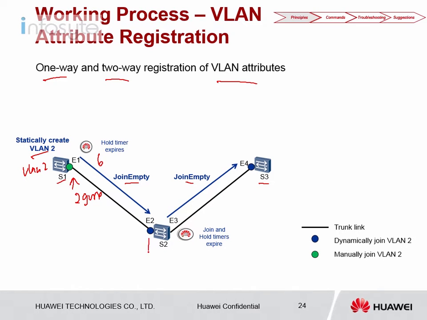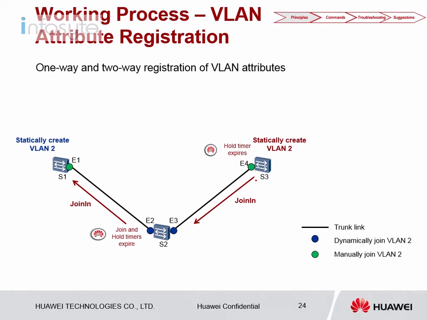So now on Ethernet 2 on S2, because early on you did not have this VLAN, now the dynamic VLAN 2 is created on port E2. So we have a join empty. Right. Now, if let's say we look at the other way around, S3 now statically creates VLAN 2. So now we have a join in message.